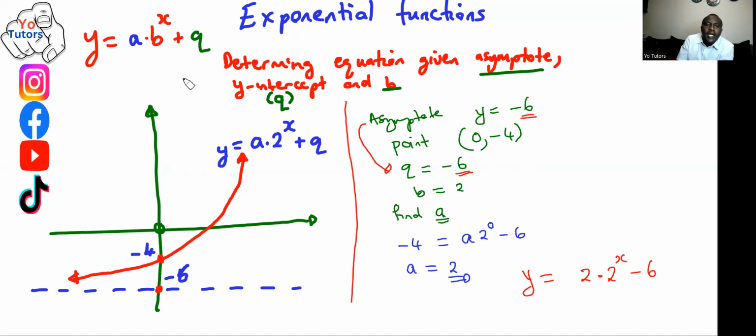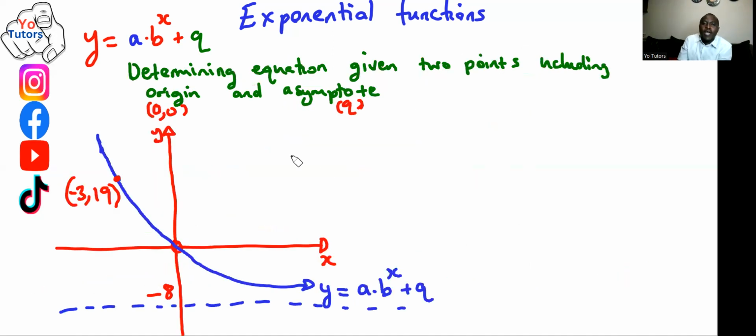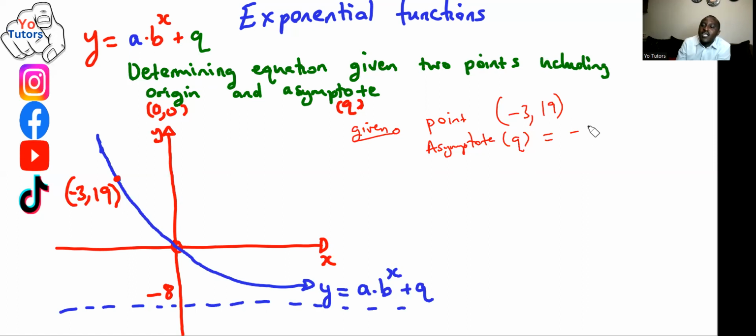Now, let's look for another one here where we are given 2 points and an asymptote. So when you're given an asymptote, you are given Q. That's what you just need to remember there. So let's try to see what is given to us. What is given to us is a point, and in this case, a point is -3 and 19. What else is given? Asymptote, which I would want to call Q. So Q is actually -8.